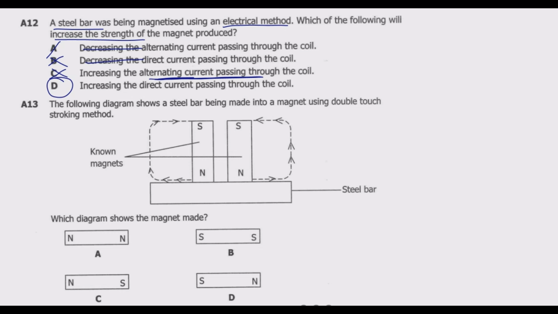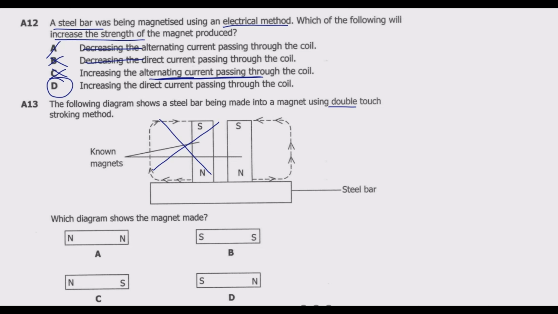Let us look at question A13. The following diagram shows a steel bar being made into a magnet using a double touch stroking method. So basically, again, you need to know these two methods. There's the double touch stroking method and the single touch stroking method. Out of these two, you can just remove one, then you're going to remain with one. That one now becomes a single touch stroking method.